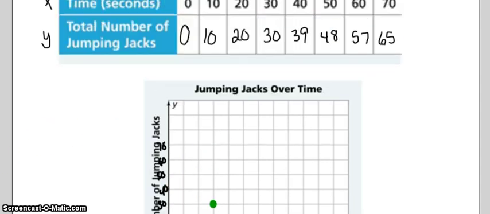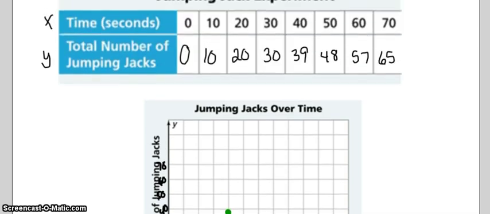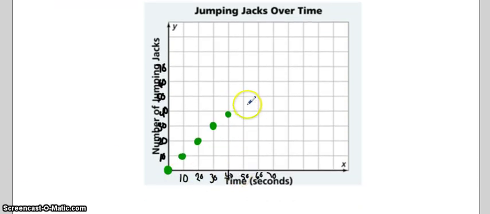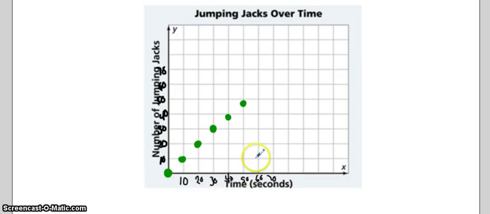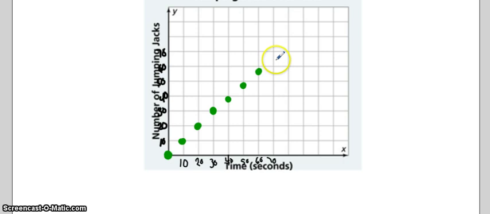And we had 40 and 39. So I'm going to come up here and go in 40 seconds. I did 39, so that's a little bit below the line. And then 50 and 48. So in 50 seconds, I did 48. That's going to be a little bit below the line. And then 60 seconds was 57. So again, below the line, a little bit further. And in 70 seconds was 65, so it's going to be about halfway between 65 and 70.